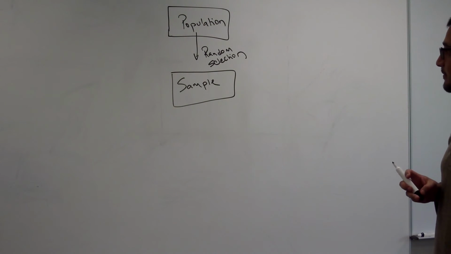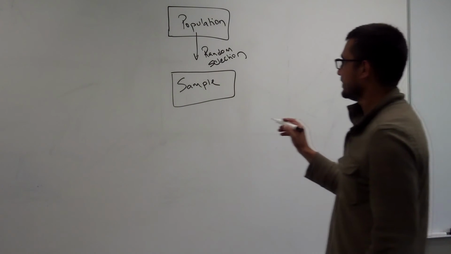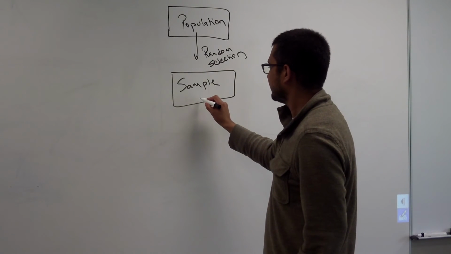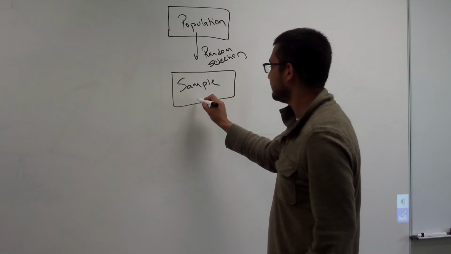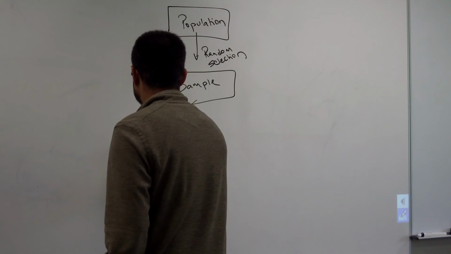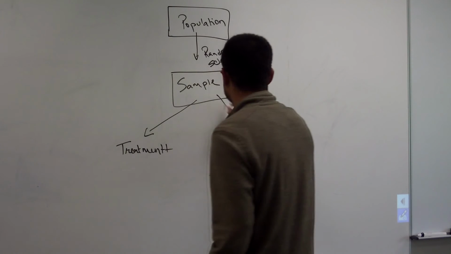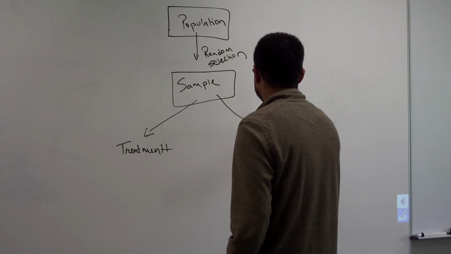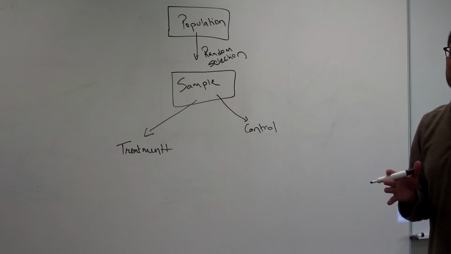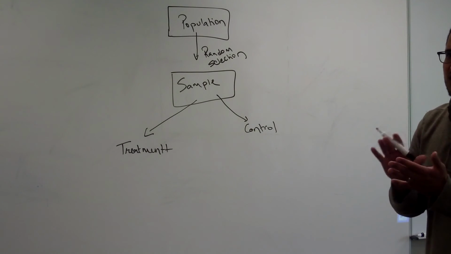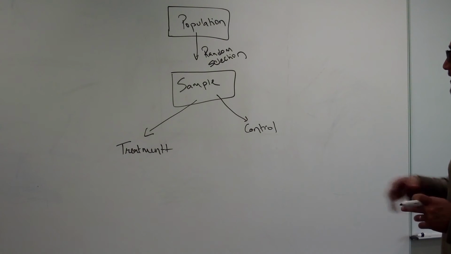So once you have that sample, now you want to divide this sample again randomly into a treatment group and a control group. Oh, sorry, I think I started the example as the connection between tobacco and cancer. That's a later example.